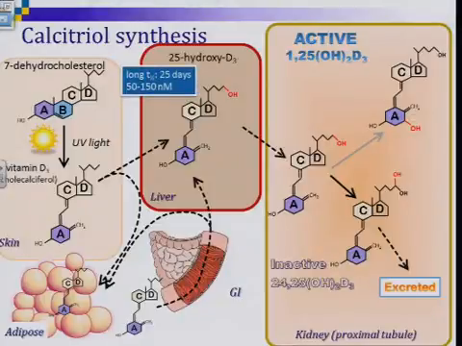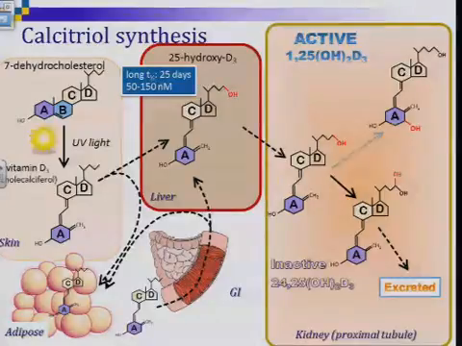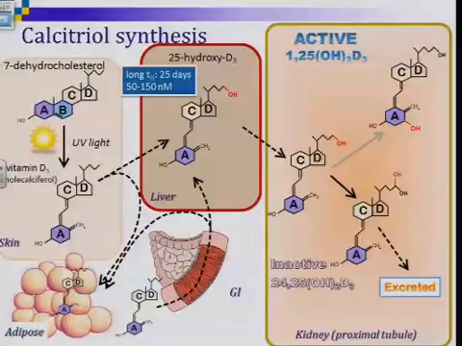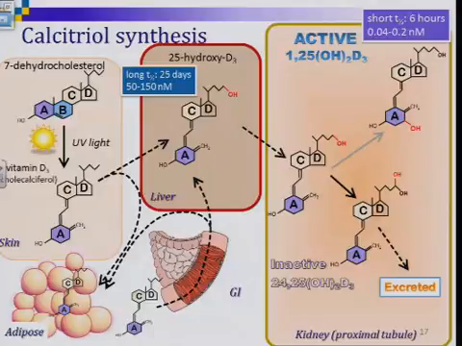Now 25-hydroxy D3 has a very long half-life, 25 days. And in the bloodstream, it's found at concentrations typically 50 to 150 nanomolar. The active form of vitamin D3 has a much shorter half-life, only about 6 hours, still pretty long, and is found at much lower concentrations, about 1,000 times lower on average.